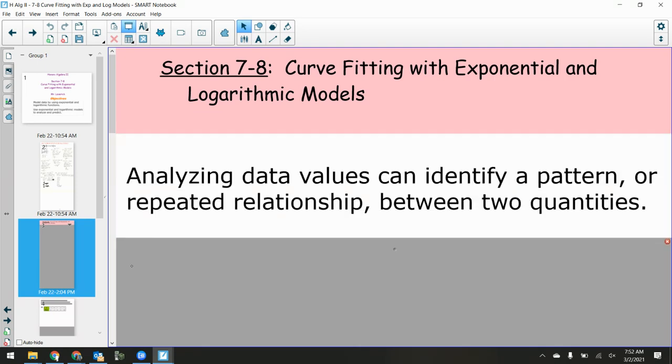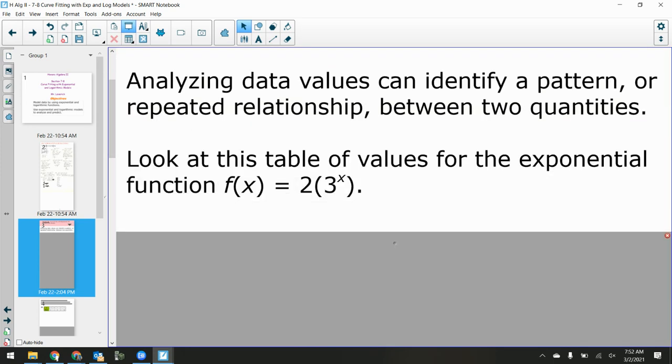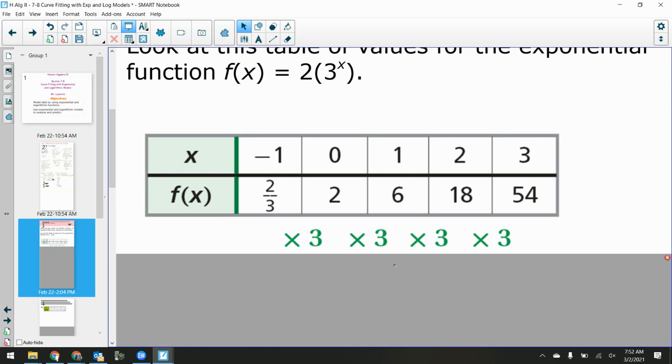Now, analyzing data values can identify a pattern or repeated relationships between two quantities. Take a look at this table of values for the exponential function 2 times 3 to the x. We notice here that it's a pattern. If I think back to polynomial functions, the degree depended upon how many sets of differences we could take until it got constant. It's not differences anymore. It's basically a common ratio. If you can find a common ratio between the y values, you can see that it would be exponential. And that common ratio that you find is actually the base of the exponent.